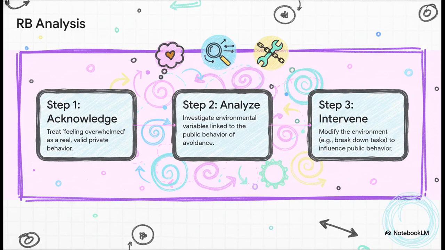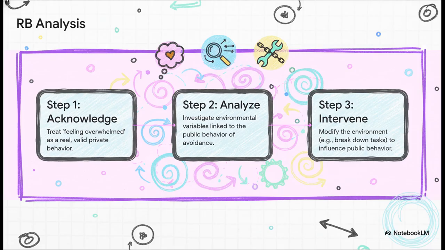So, step one, we acknowledge it. That feeling of being overwhelmed, it's a real, valid, private behavior. We don't just say, get over it. Then, step two, and this is the crucial part, we pivot. We analyze the environment. What's going on around the behavior? Is the assignment super hard? Is their phone buzzing every 2 seconds? Is there zero payoff for getting it done?